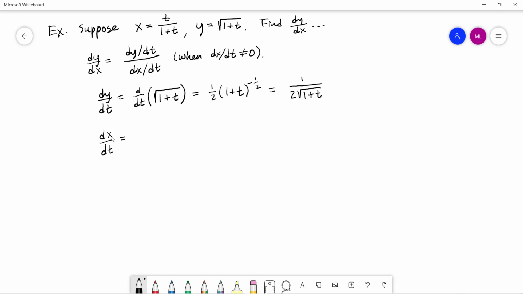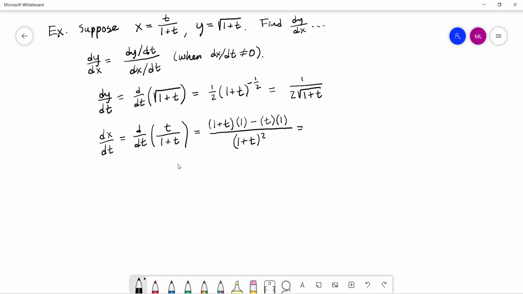And if we do dx dt, that's simply d dt of t over 1 plus t. This is an ugly quotient rule problem. So if we do quotient rule, we've got low d high minus high d low all over the square of what's below. So low times the derivative of the top. So here's the low. D high, what's the derivative of that t? It's just 1. Minus high d low, what's the derivative of the bottom? Also just 1. All over the square of what's below.